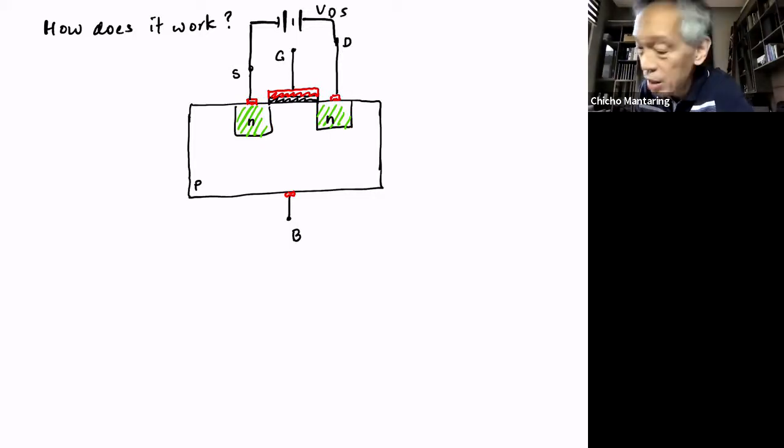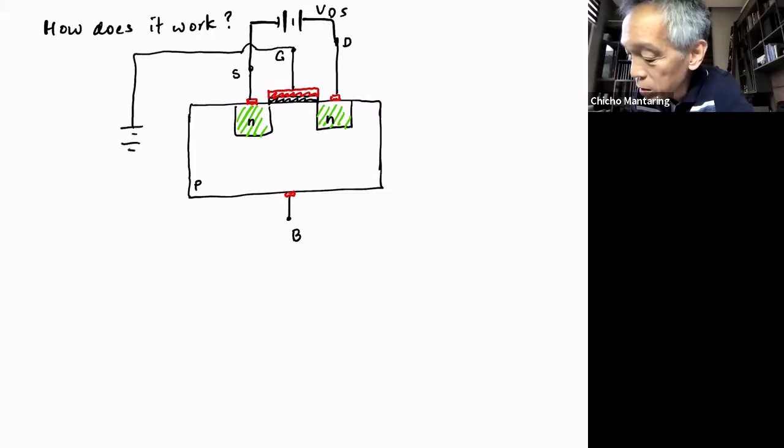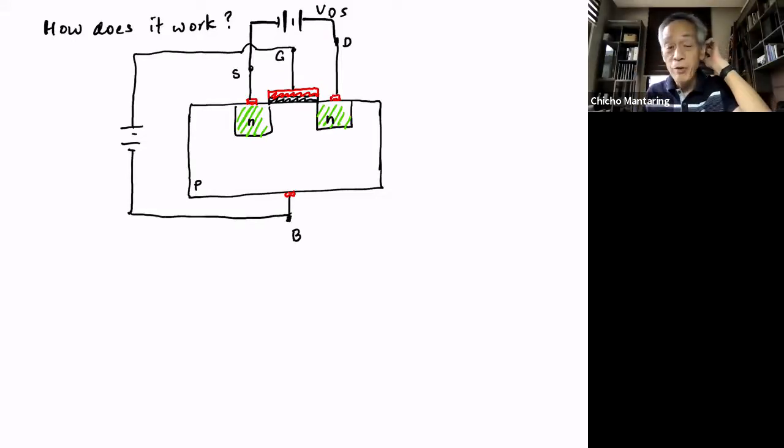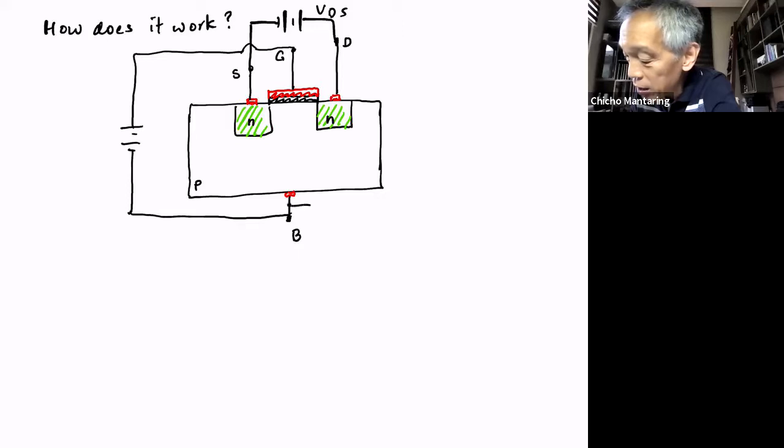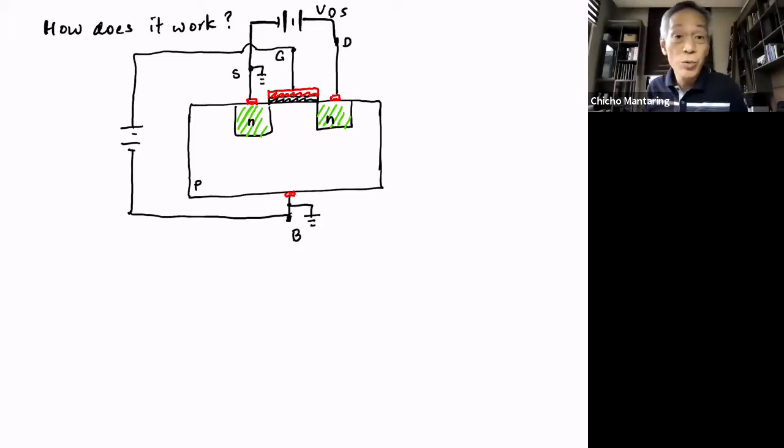Okay, what will happen if I apply a voltage this way? By the way, usually itong bulk is connected to ground and the source is also connected to ground, no? Not always, but usual case, the bulk is connected to ground and very often the source is also connected to ground. So that the voltage between G and B is also the voltage between G and S. So let me call this VGS.